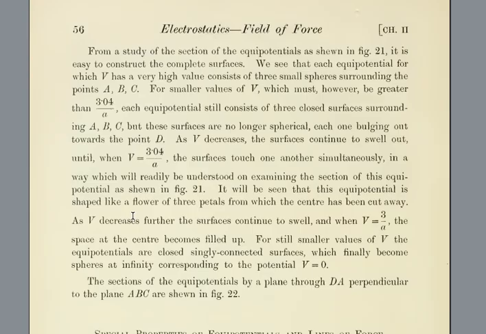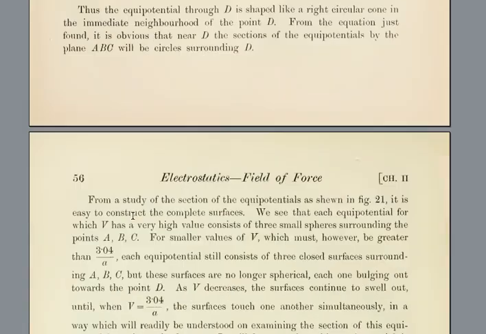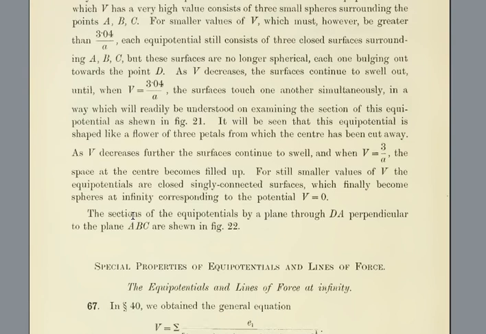It will be seen that this equipotential is shaped like a flower of 3 petals from which the center has been cut away. As the potential decreases further, the surfaces continue to swell, and when the potential equals 3 divided by a, the space at the center becomes filled up. For still smaller values of the potential, the equipotentials are closed, simply connected surfaces, which finally become spheres at infinity corresponding to the potential equal to 0. The sections of the equipotentials by a plane through the line DA perpendicular to the plane ABC are shown in the corresponding figure.